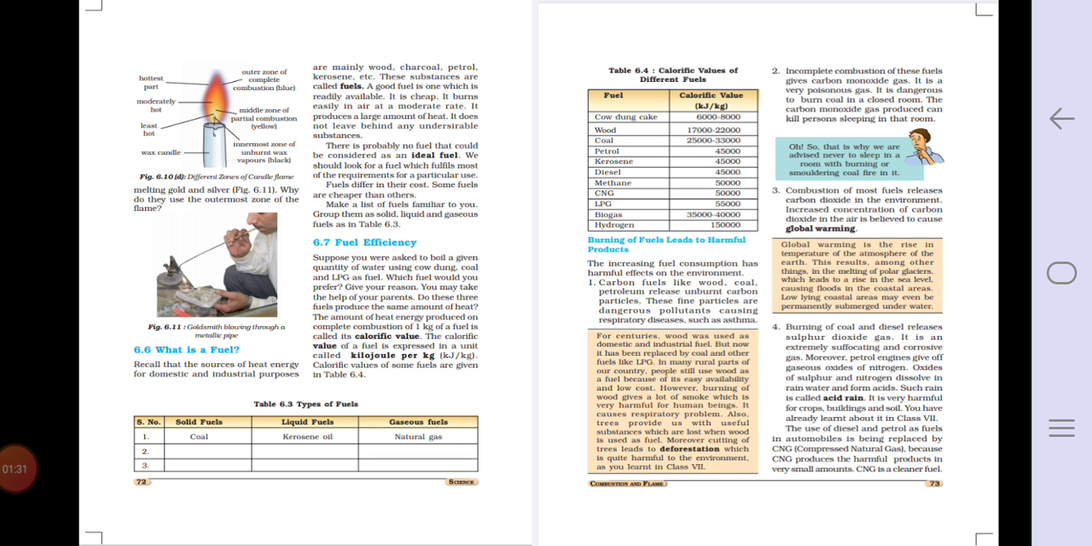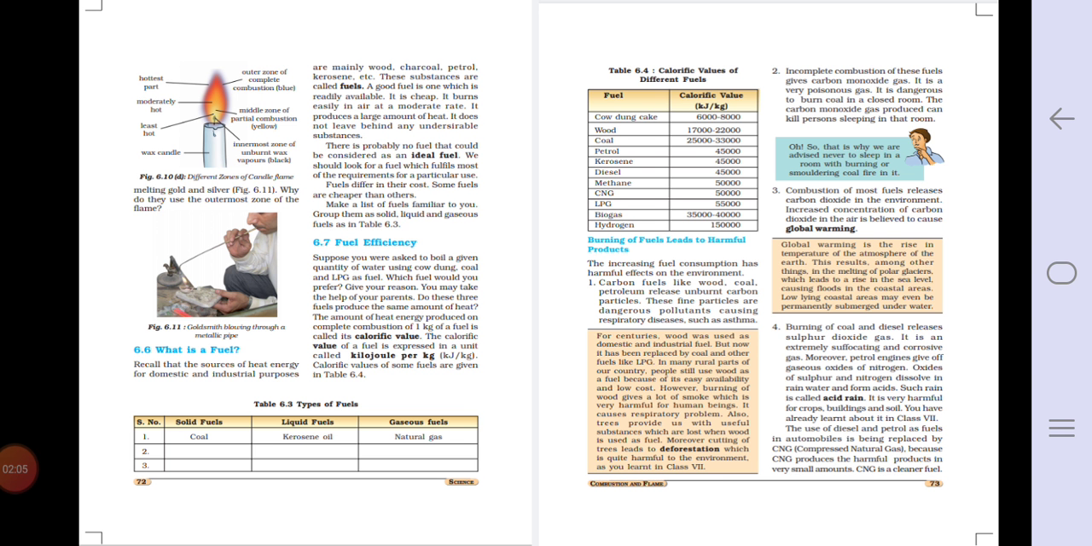म्हणजे कोणताही पदार्थ जळला की त्यातून हीट तयार होते. So heat should be produced more and there should be no undesirable, म्हणजे उपयोगी नसणारा एखादाही पदार्थ मागे शिल्लक राहू नये whenever we do the process of combustion. So that is important here. There is probably no fuel that could be considered as an ideal fuel. We should look for a fuel which fulfills most of the requirements for a particular use.